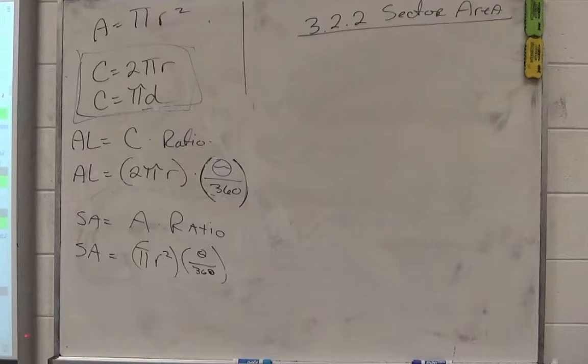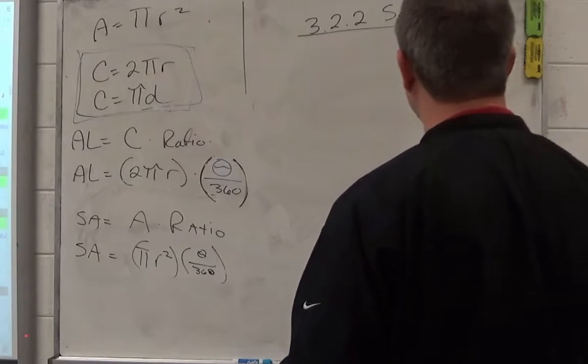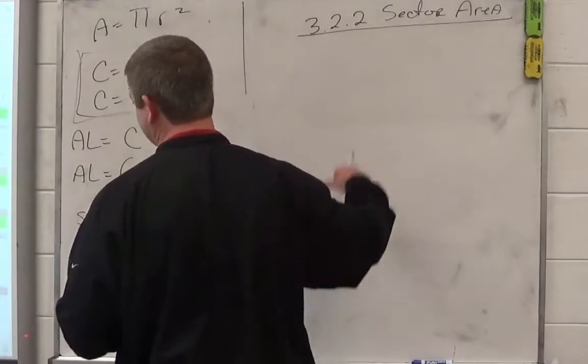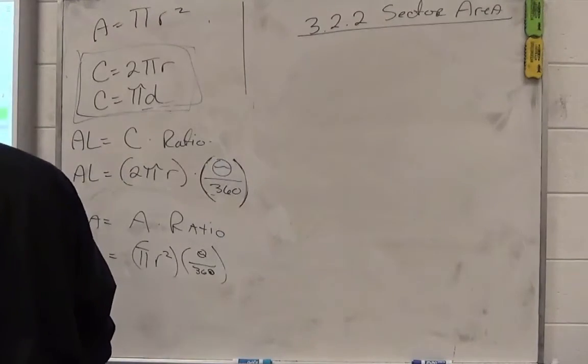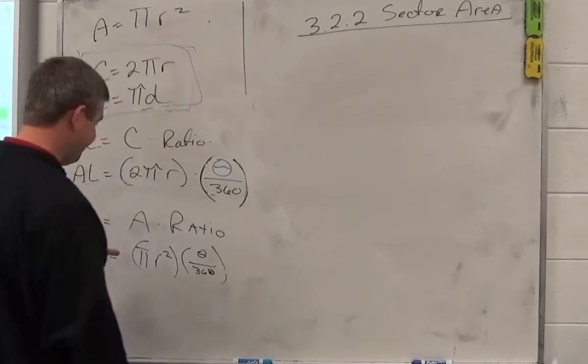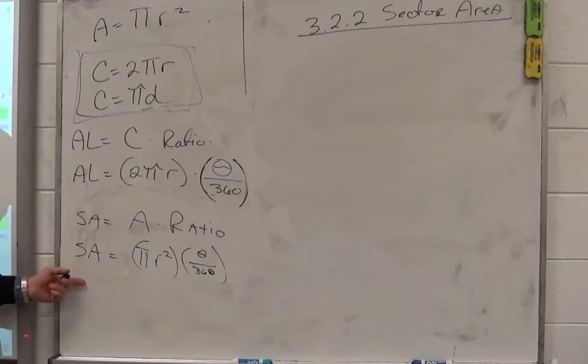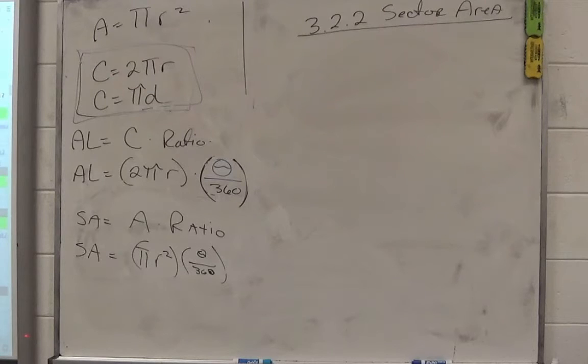Alright, so today we're talking about 322. We're talking about sector area. The learning target says I can find sector areas. The formula is here. Go ahead and write this down. Sector area is abbreviated SA. That's not to be confused with surface area.